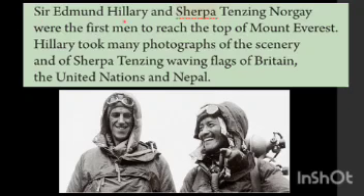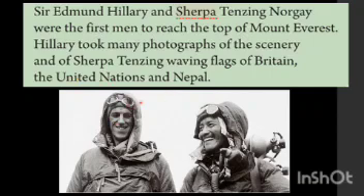Sir Edmund Hillary and Sherpa Tenzing Norgay were the first men to reach the top of Mount Everest. Hillary took many photographs of the scenery and of Sherpa Tenzing waving flags of Britain, the United Nations and Nepal.